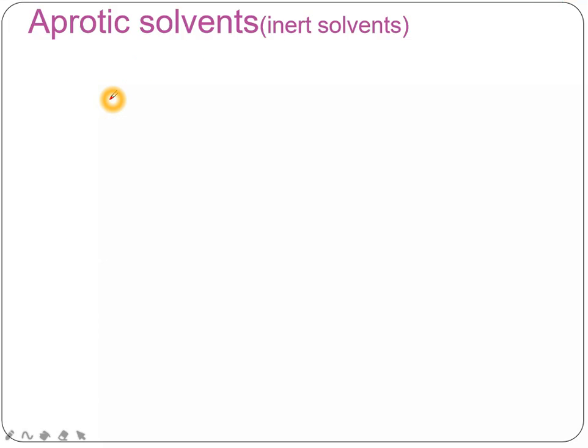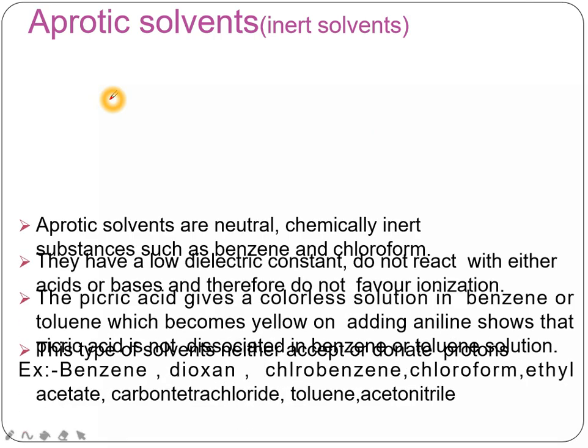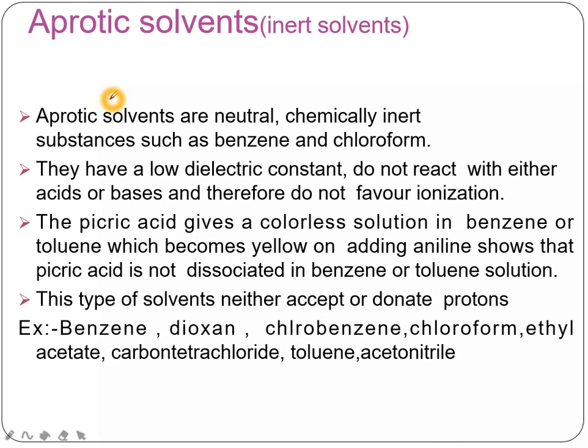So first is the aprotic solvents. This aprotic solvent is also called inert solvents. Let us check the properties of these aprotic solvents. Aprotic solvents means these solvents are neutral, they are chemically inert substances like benzene and chloroform.